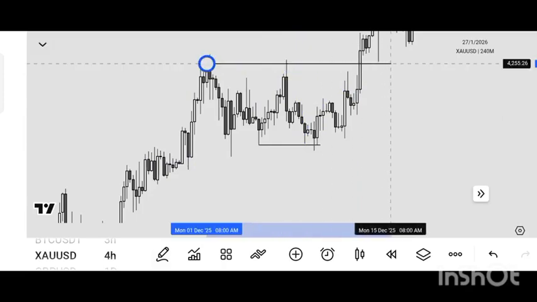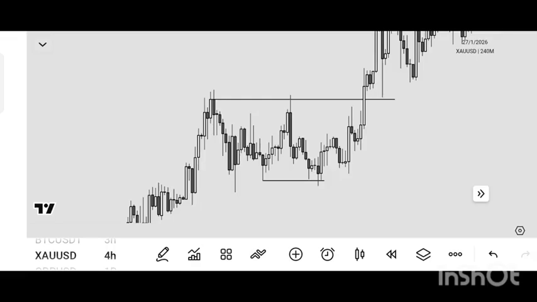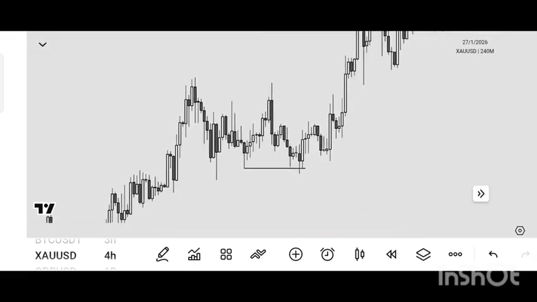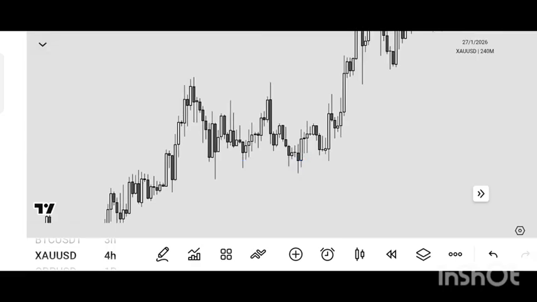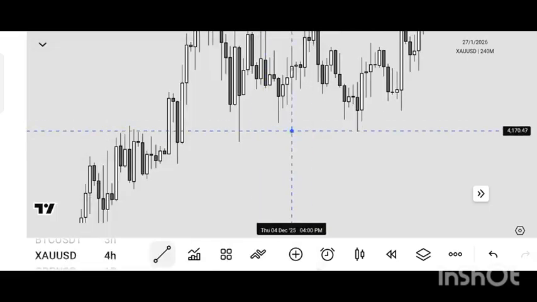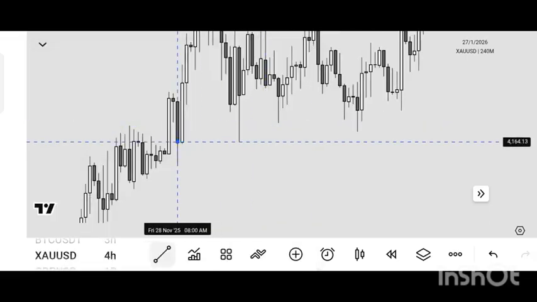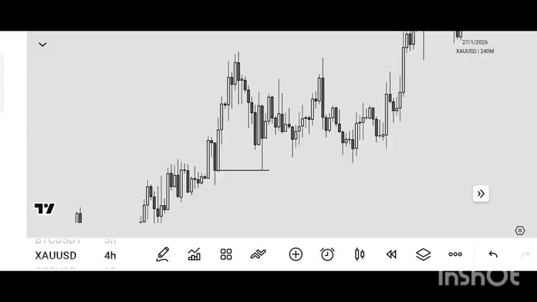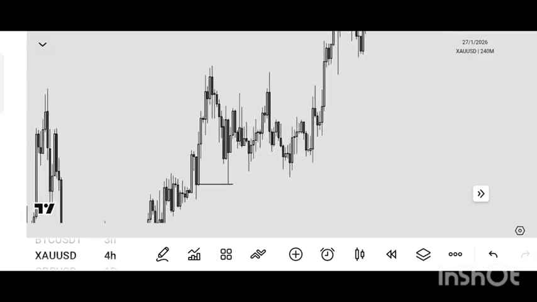And what do you see? Price broke above it because we are in an uptrend. Alright, but look at the V-shaped key levels. Look at all the V-shaped key levels. This is the first one. First V-shaped key level. Price reacted from it, and what do you see? Expansion to the upside.